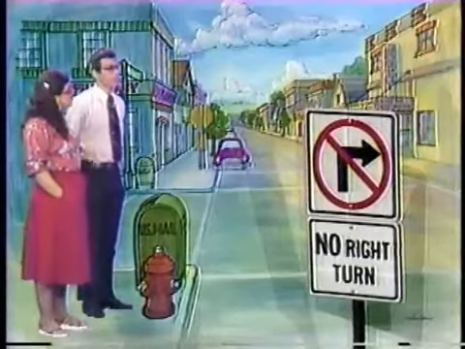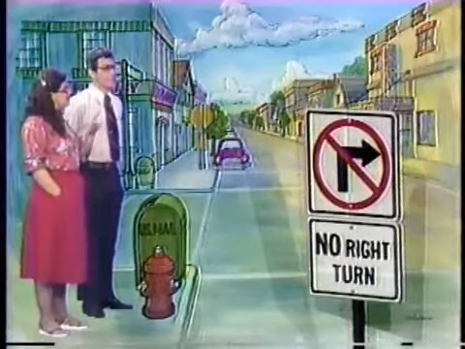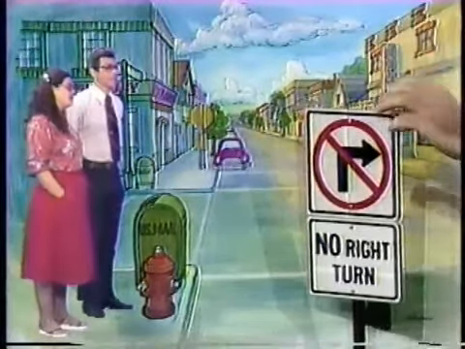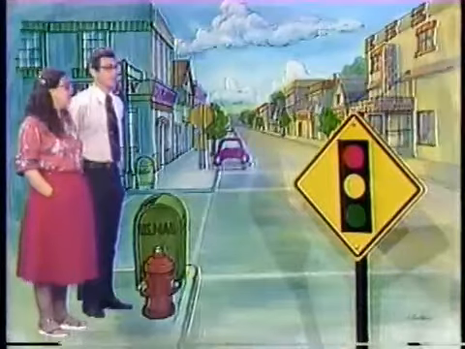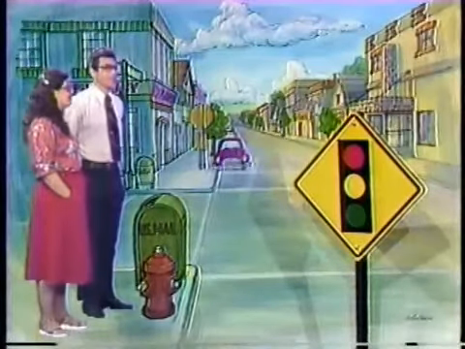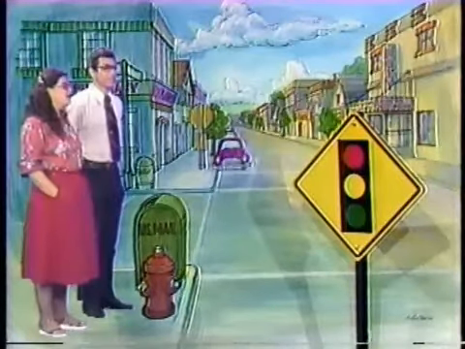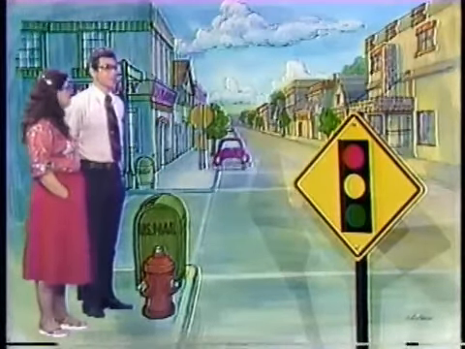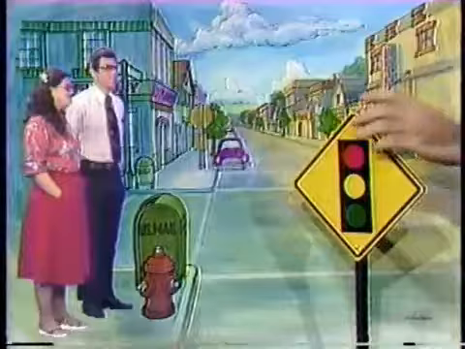And eventually, with the international picture signs, it could be that they'll just take off the words and we'll only have the picture. So we must be able to read the picture. And here we have a warning sign again because it's got a yellow background. And it's warning us that there is a traffic signal light up ahead controlling the intersection.